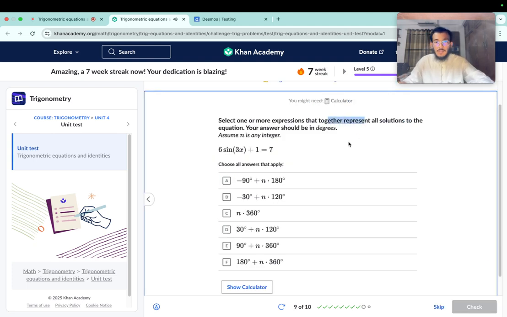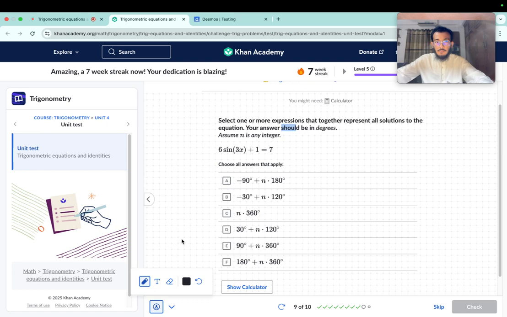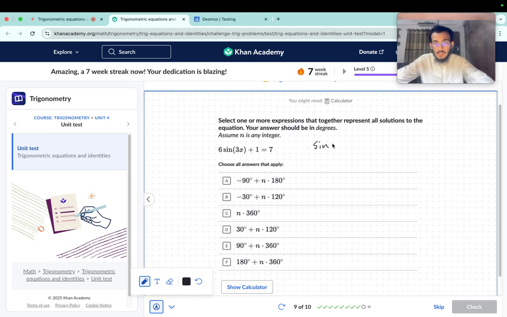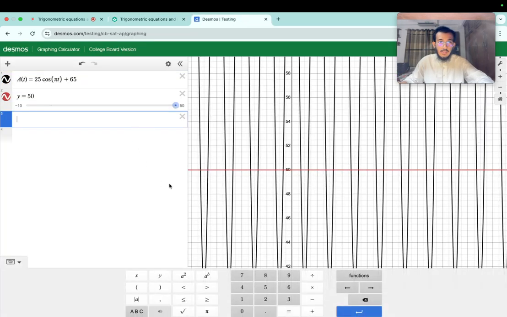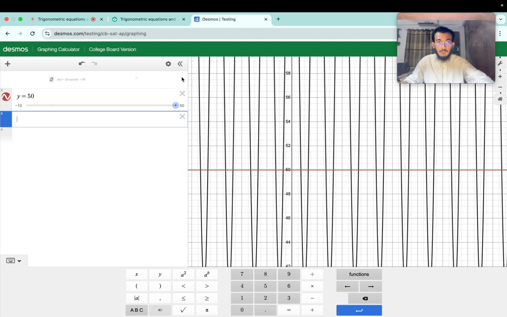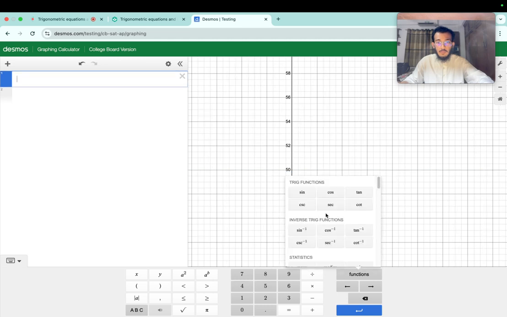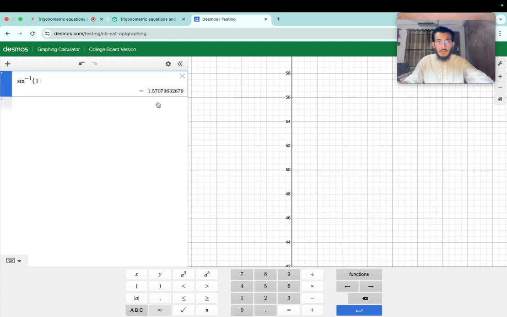Select one or more expressions that together represent all solutions to the equation. Your answer should be in degrees. Okay, fine. So I can rewrite this as sine 3x equals 6, because we're subtracting minus 1, so this gets cancelled. 6 by 6 is 1. So basically sine 3x equals 1. And sine inverse 1 is 180, or pi.